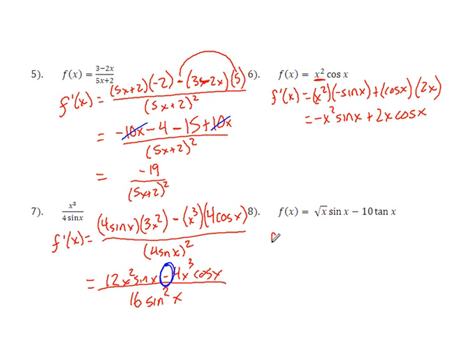Number 8, f prime of x is going to equal, we have two terms here, term 1, term 2. We're just going to add or subtract them like we normally do, but this first one has a product rule we need to use. So, first times derivative of the second, which is cosine x, plus the second, which is sine of x, times derivative of the first, which is 1/2 x to the negative 1/2. So that's just taking care of the first term.